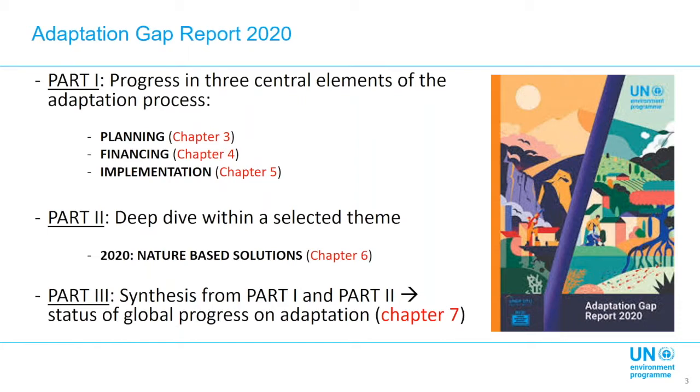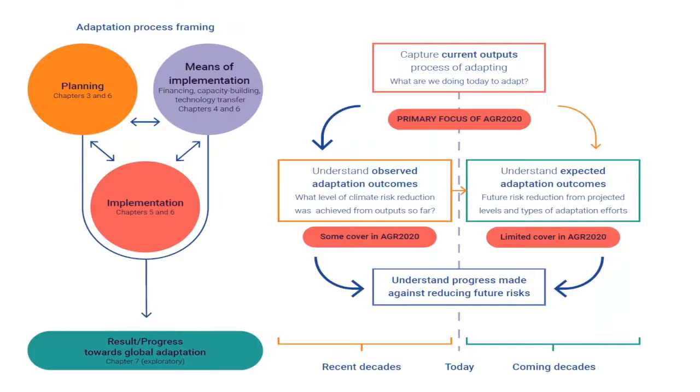And finally, Part 3 synthesizes findings from Part 1 and 2 into a status of global adaptation progress and offers an outlook on future developments. This figure, which is taken from the report, summarizes the conceptual framing in the 2020 Adaptation Gap Report. The Adaptation Gap Report aims to assess global progress on adaptation, and progress in this report is understood at 2 distinct levels of analysis. First, progress can be considered in the context of outputs from the adaptation process, that is the sum of activities engaged in to help achieve adaptation objectives. This basically corresponds to answering the question, what are we doing to adapt today?